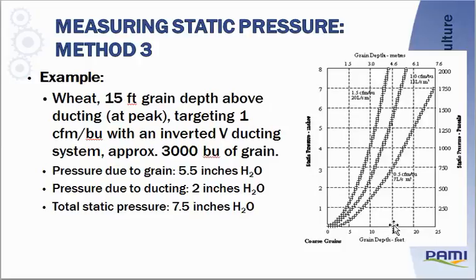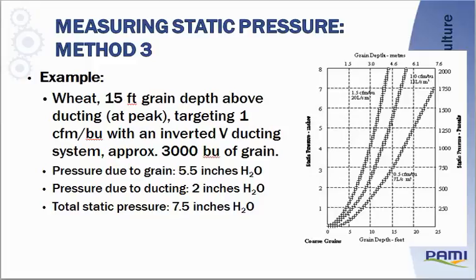At 15 feet, I come up the chart to the 1 CFM per bushel line, and it looks like it's crossing, like I said, around that 5.5 inches of water column. So the static pressure due to the grain alone is 5.5 inches. The pressure due to the ducting, that inverted V system, is about 2 inches. So the total static pressure the fan is going to have to push against is approximately 7.5 inches of water column.